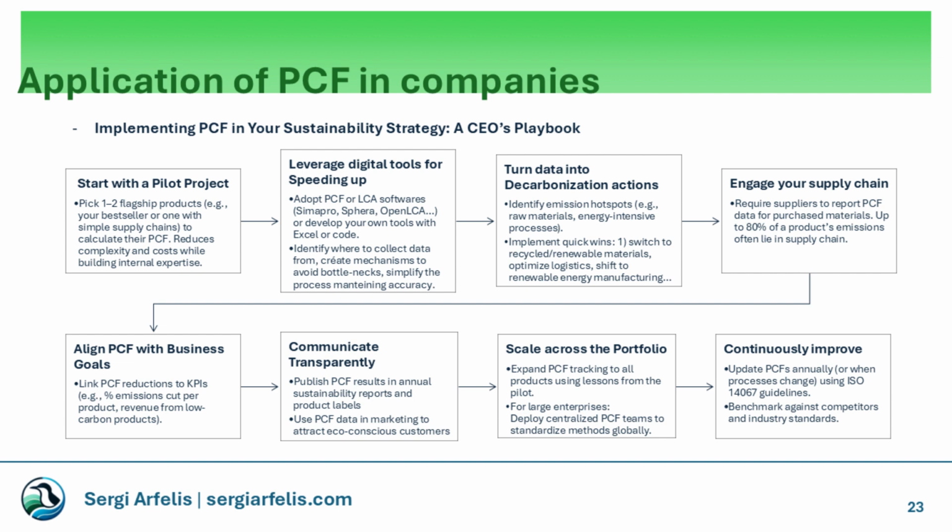Once you have your data, turn it into decarbonization actions. Identify emission hotspots, such as raw materials or energy-intensive processes, and implement quick wins like switching to recycled or renewable materials, optimizing logistics, or shifting to renewable energy in manufacturing. It's also essential to engage your supply chain. Require suppliers to report PCF data for purchased materials, since up to 80% of a product's emissions often lie in the supply chain.